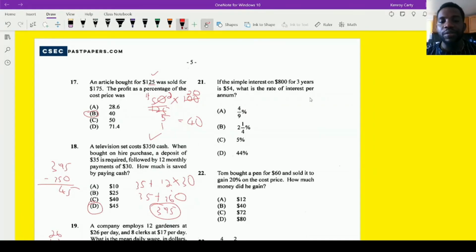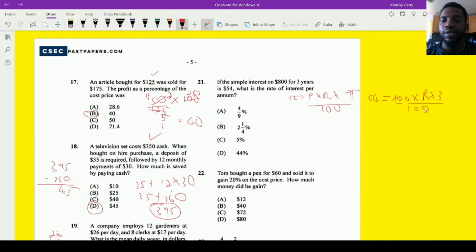Now, there are so many ways we can do this. We can start out with the simple interest formula. Simple interest is equal to principal times rate times time over 100. Now, if you want to make this easy, you can just put it in as it is. We have a simple interest, which is 54, so you replace simple interest by 54. The principal is 800. All right. You don't know the rate, so you're going to put rate. You know the time, which is 3 years, over 100.